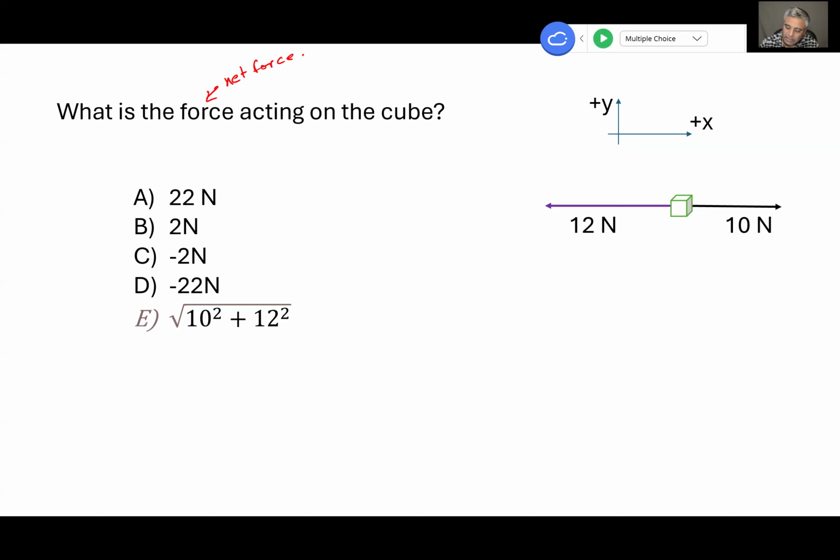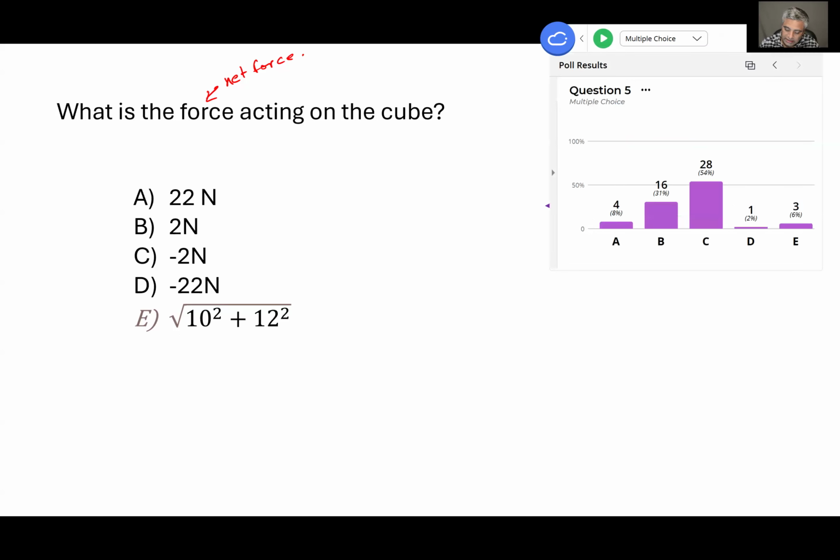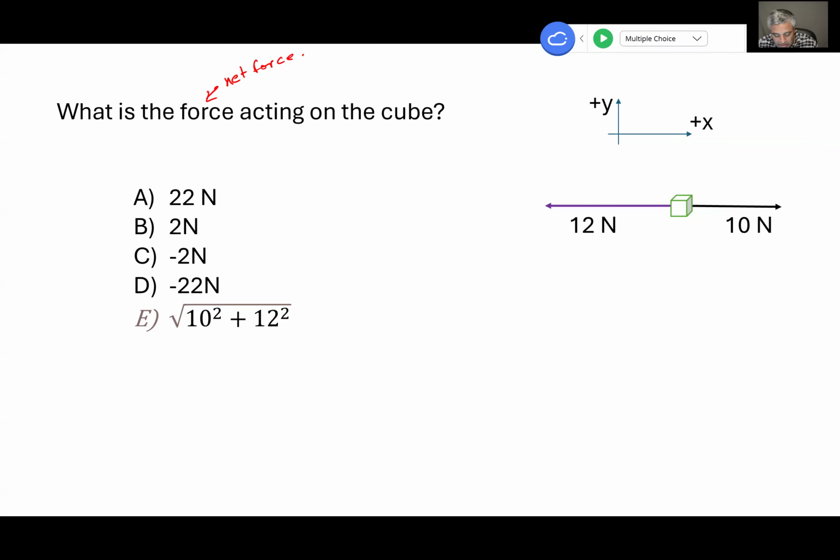Okay, let's see what we got. So mostly C, but is B as well. Both of them are 2 Newton. What's the difference? Why 2 Newton or negative 2 Newton? Can somebody explain? Can you turn on your microphone and help us?